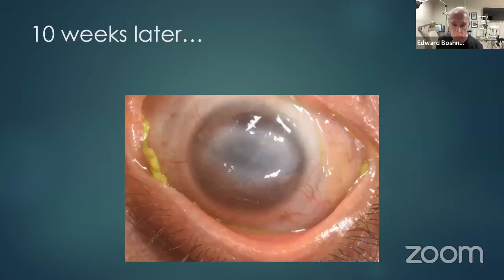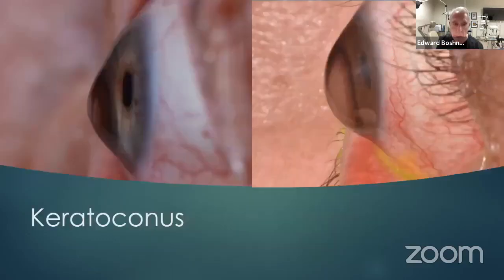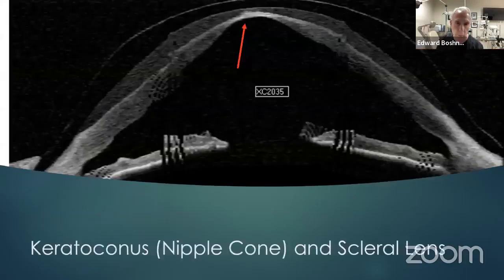visited us from a Middle Eastern country. And he had to go back and he got continuing care when he returned home. And these are some of the keratoconic corneas that we work with. On the left is a nipple cone. On the right is a global cone. Again, here is a very, very thin nipple cone with a scleral lens over that.